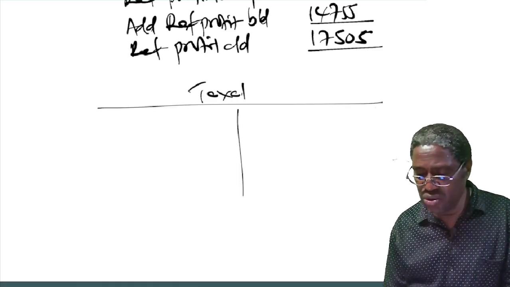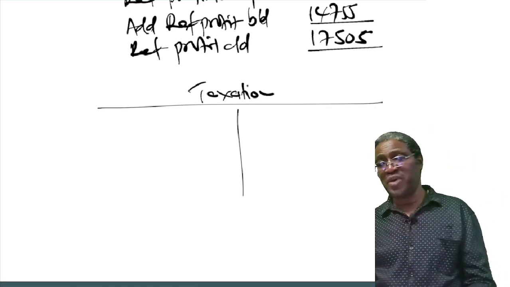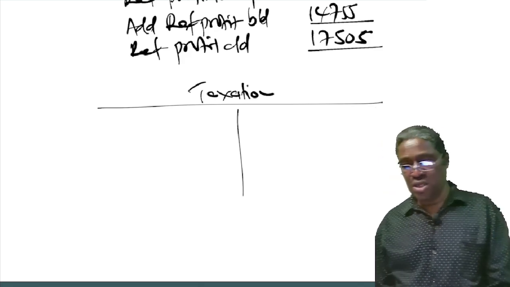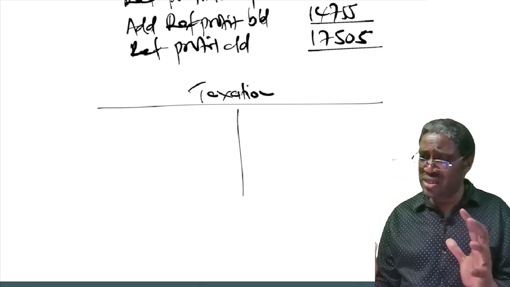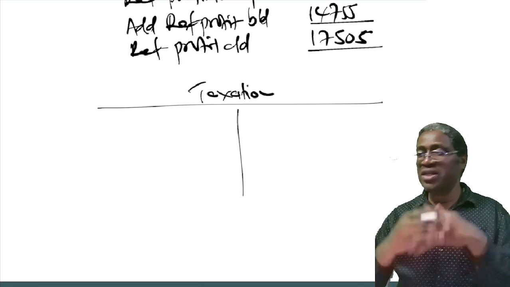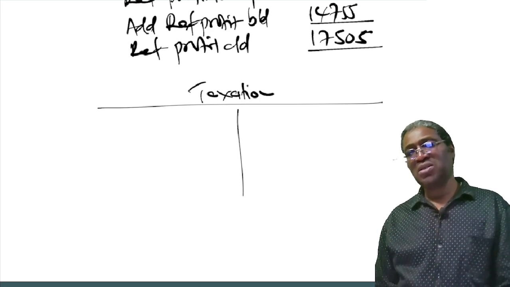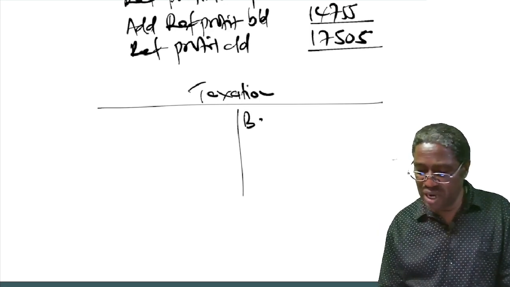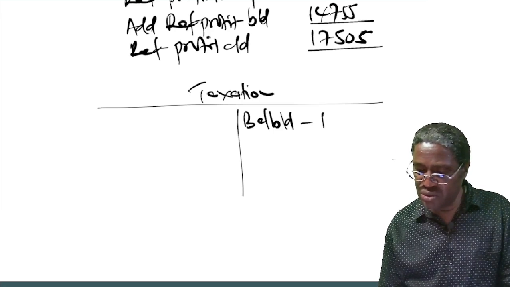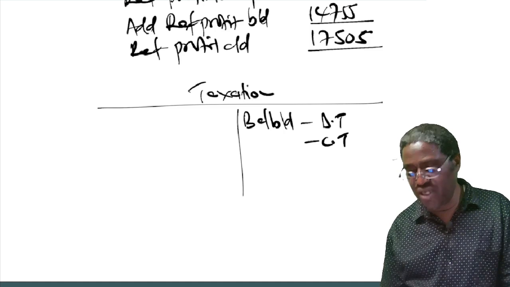Let's open the account called taxation so that we see how much the company paid for taxes. We feed in everything again in this account called taxation. Then the balancing figure will represent how much we paid for taxes. So bring down the balances first. Balance brought down. One is in form of deferred tax. The other one is in form of current tax.